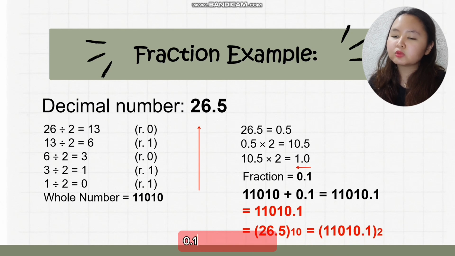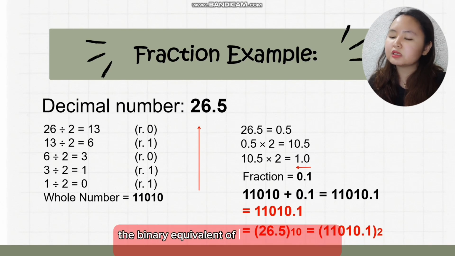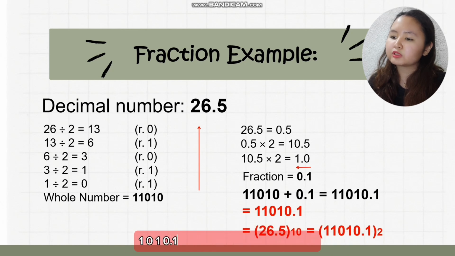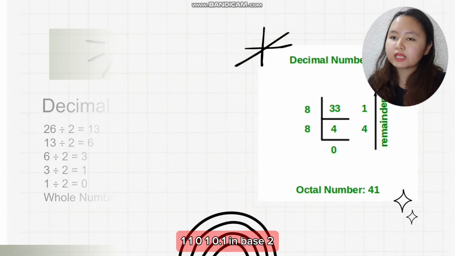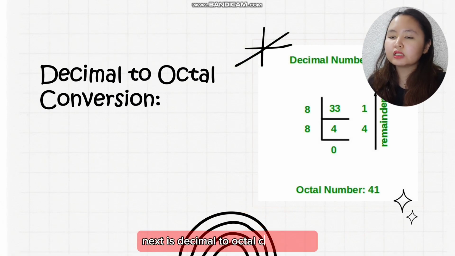11010 plus 0.1 equals 11010.1. Therefore, the binary equivalent of the decimal number 26.5 is 11010.1, or 26.5 in base 10 equals 11010.1 in base 2. Next is decimal to octal conversion.